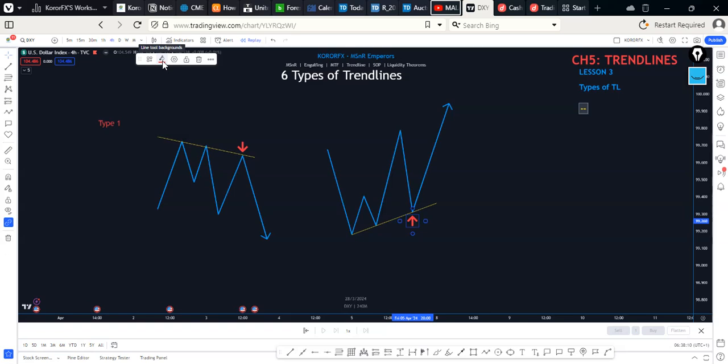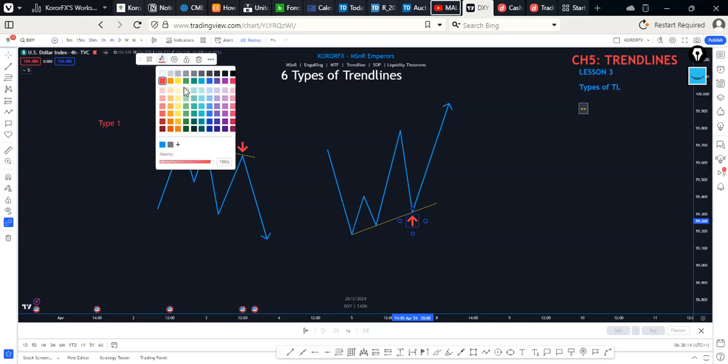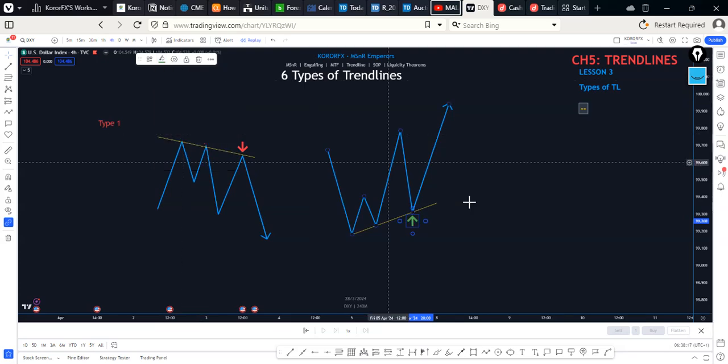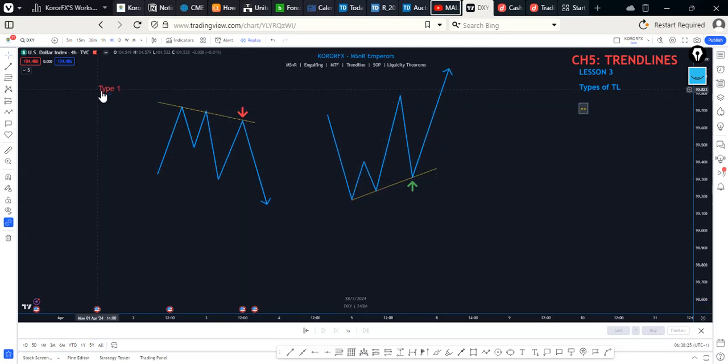As I told you in lesson 2, always focus on getting the confluence of SNR. When you are buying, you must get an SNR that's in line all the time. So that's type 1. Let us go to type 2.